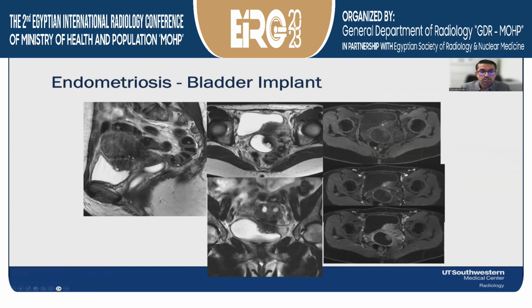Here's a patient with anterior compartment involvement. There's this big mass along the posterior bladder dome between the uterus and the bladder. You can see it on this sagittal image. You can see it well on the coronal image.